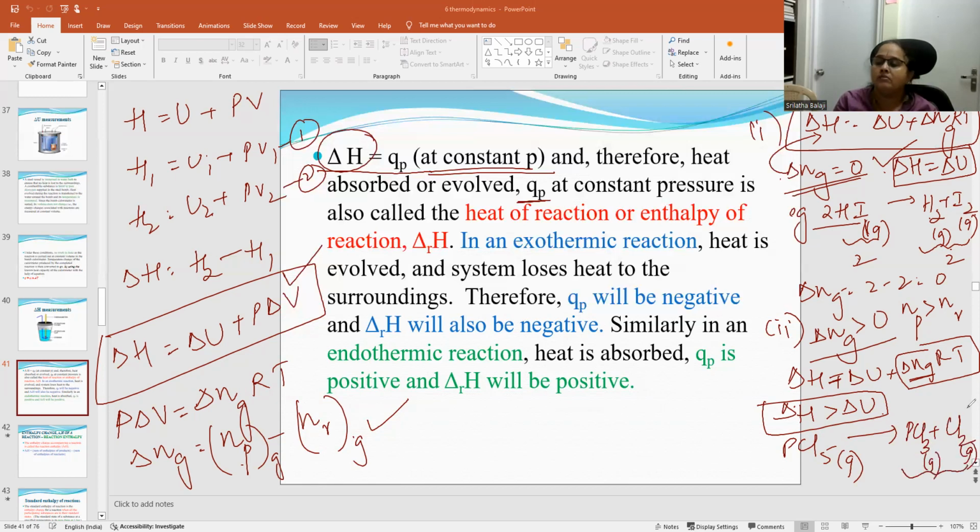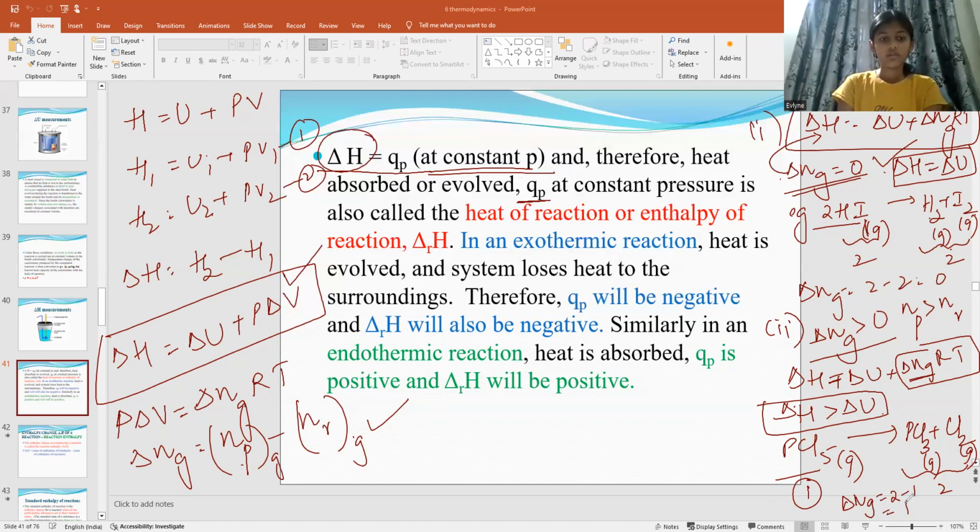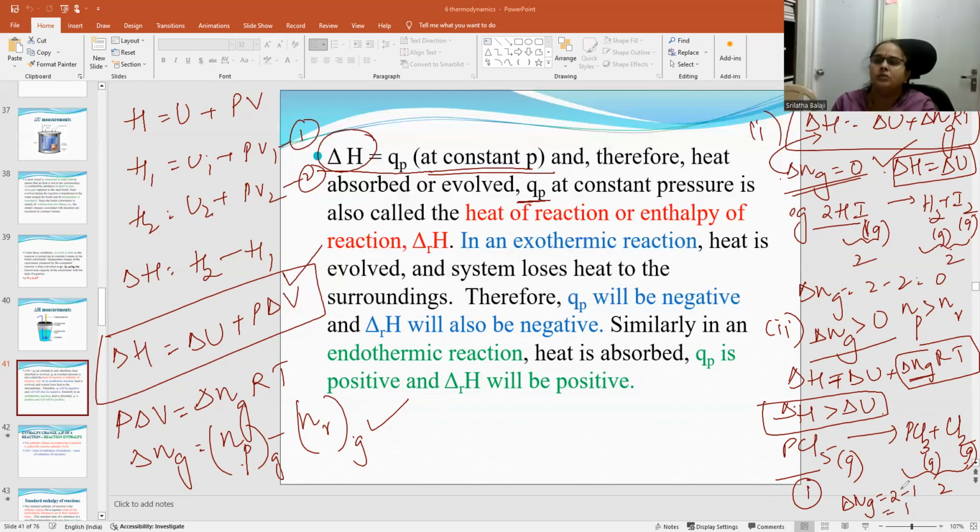How many products are there? All I'm telling you in terms of moles only. Products PCl3 and Cl2, there are two. PCl5 is 1. So what is the value of delta Ng for this? It's equal to 1. 2 minus 1, which is 1. It's positive. It's greater than 0. So for this equation, what is the relation between delta H and delta U? Delta H is greater than delta U. Is that clear? Is that understandable?